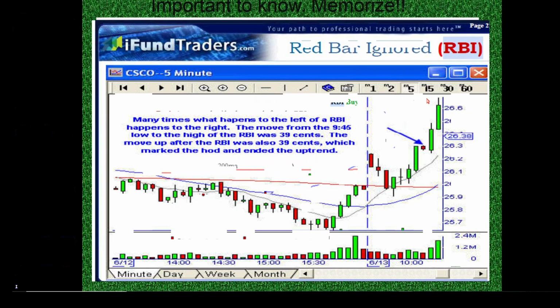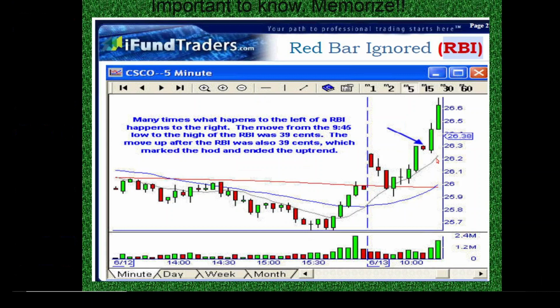Another key thing to remember here is many times what happens on the left side of the ribby happens on the right side. It's amazing how accurate that is. Sometimes this rolls over and just collapses and you're out. It doesn't work, but when you have a true ribby and gibby, you see what happens on one side happens on the other. It's amazing.